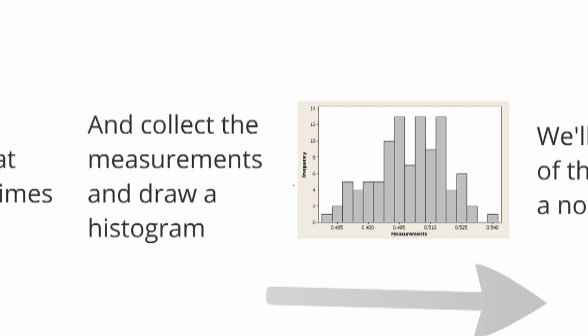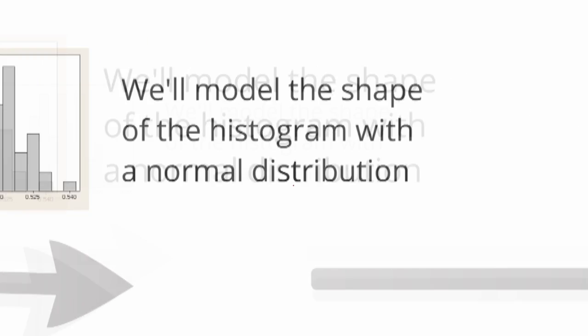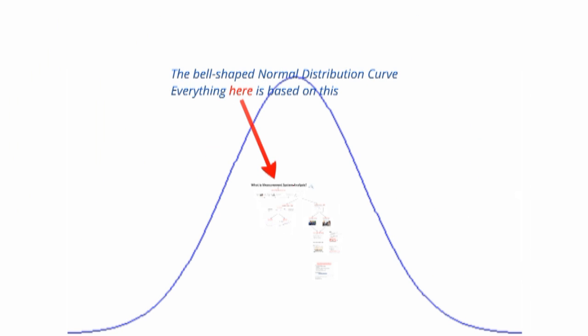So at this stage, I'm going to ask you to take a leap of faith with me, and I'm going to tell you that we can model this pattern of measurements using a normal distribution. You've probably seen the bell-shaped normal distribution curve before, and if you haven't, you should Google it and you'll find plenty of information about it. Most of the statistical techniques used in measurement system analysis are based on this, so it's really worth getting to know.